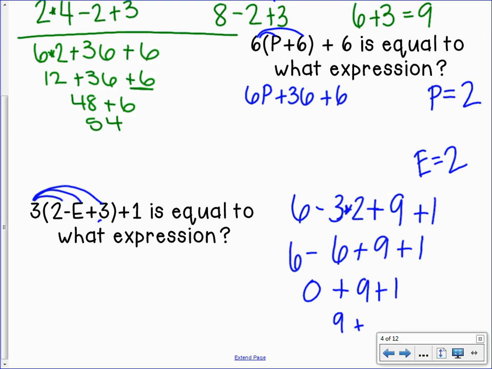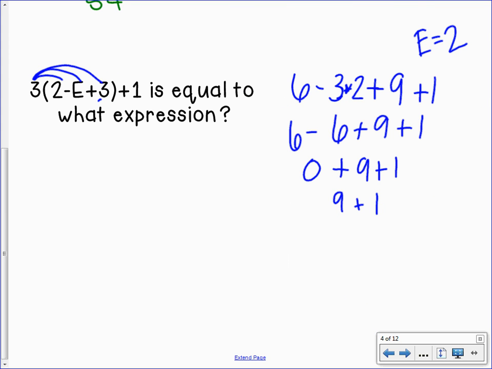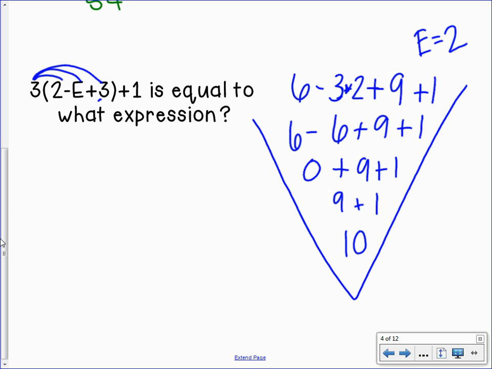And 9 plus 1 is 10. Remember every time we did PEMDAS, what did we call it? The triangle of success? Right, didn't we call it like the triangle of awesomeness or success or whatever?